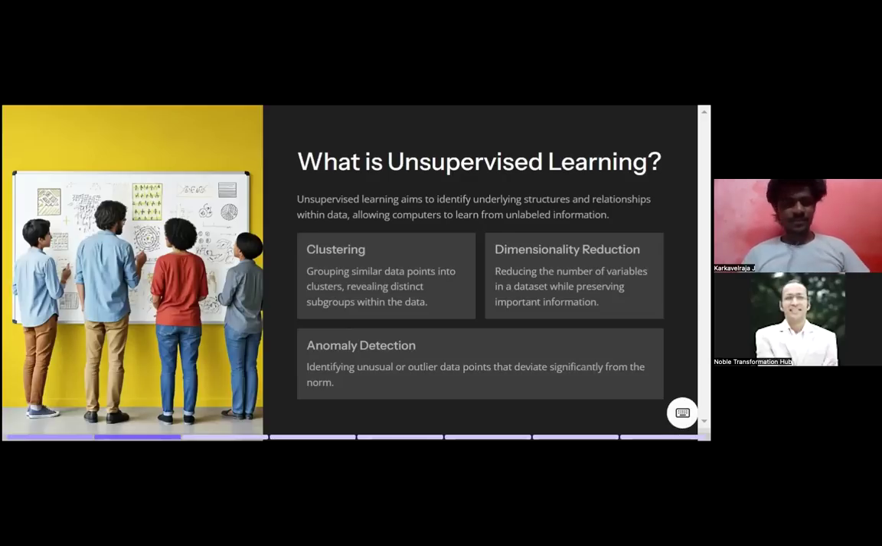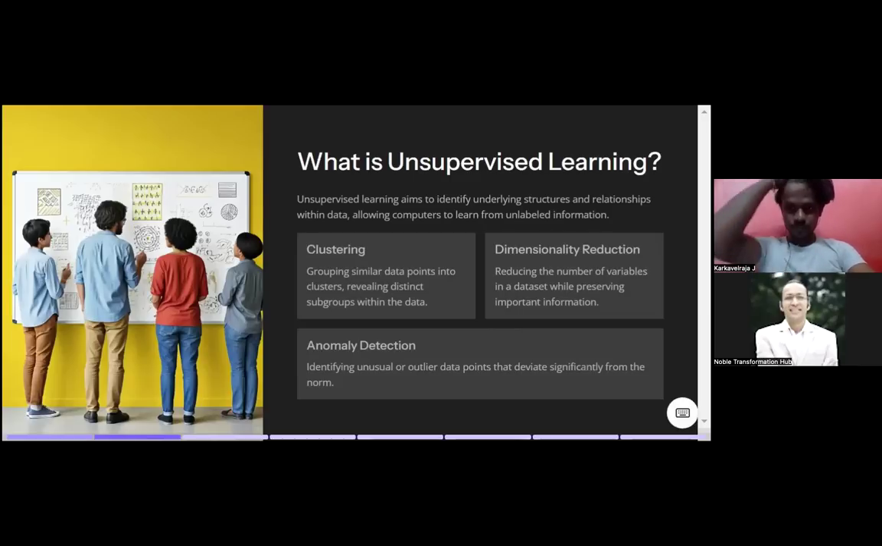So, what is unsupervised learning, guys? Unsupervised learning aims to identify underlying structures and relationships within the data, allowing the computer to learn from unlabeled information. First is clustering, which is grouping similar data points into a cluster, revealing distinct subgroups within the data. Then we have dimensionality reduction, reducing the number of variables in the dataset while preserving the important information. These are the elements of unsupervised learning.